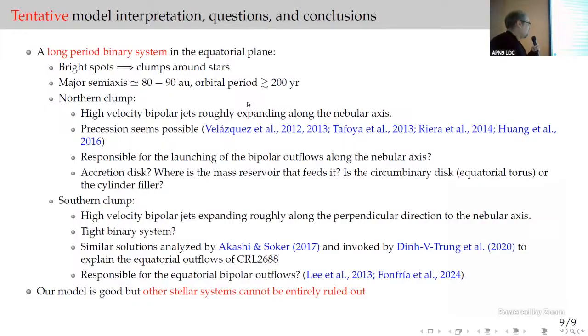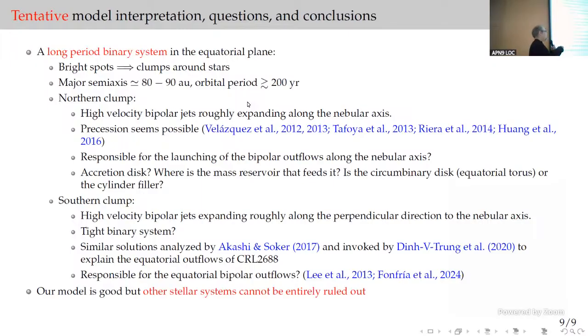For the southern clump, we have something similar but different. The expansion direction is almost perpendicular, which is something that we don't expect in a binary system, so we have to add another star. It's possible that the southern clump is actually a triple system. This is something that Akashi, Soker, and De Marco et al. used in 2017 and 2020, the last one to explain the presence of equatorial outflows in CRL 2688.